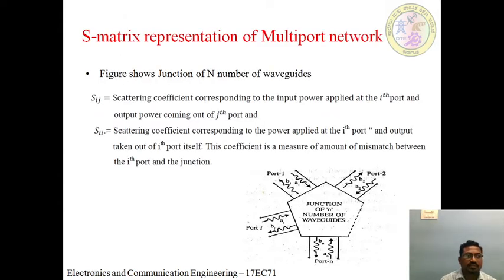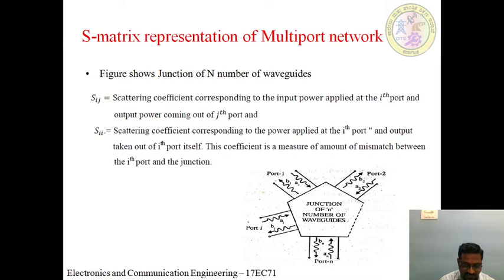First, I am going to explain the S matrix representation of multiport network. The figure shows the junction of n number of waveguides, that is, consider n number of rectangular waveguides. In this case, all the small a's represent the incident waves at the respective ports. Then all the b's represent the reflected waves from the microwave junction, that is, coming out of the respective ports.